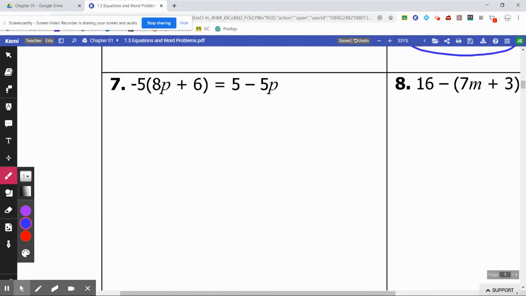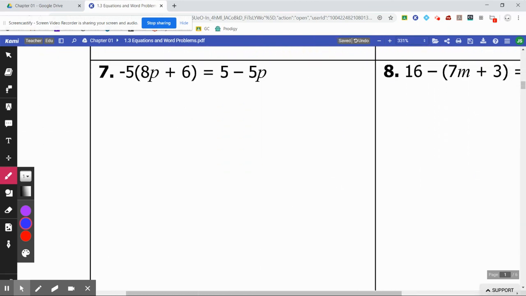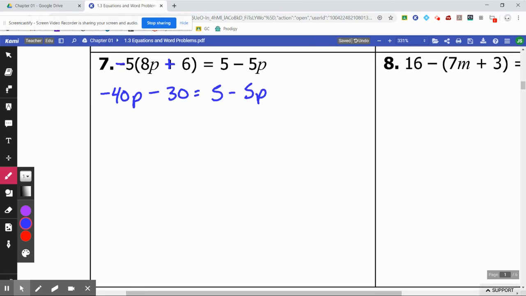Number 7, distribute first. Negative 5 times 8p is a negative 40p. A negative times a positive is a negative. 5 times 6 is 30. You have 5 minus 5p on the right side. Move all your p's to the same side. Move anything that doesn't have a p to the other side. It doesn't matter which side you move it to.